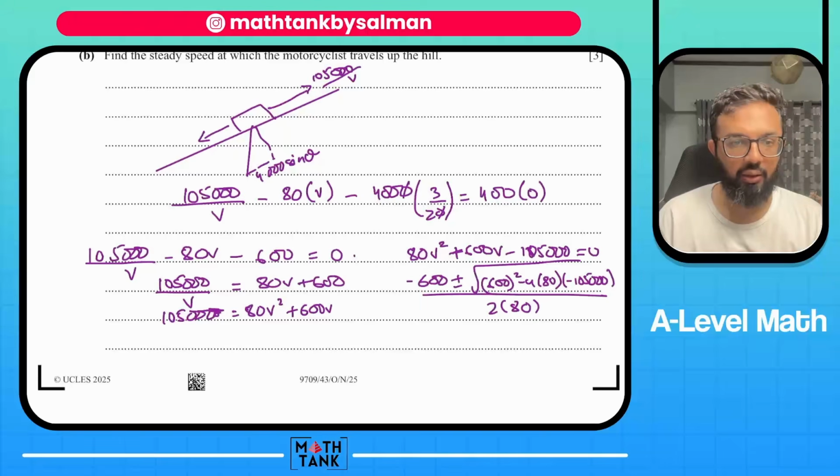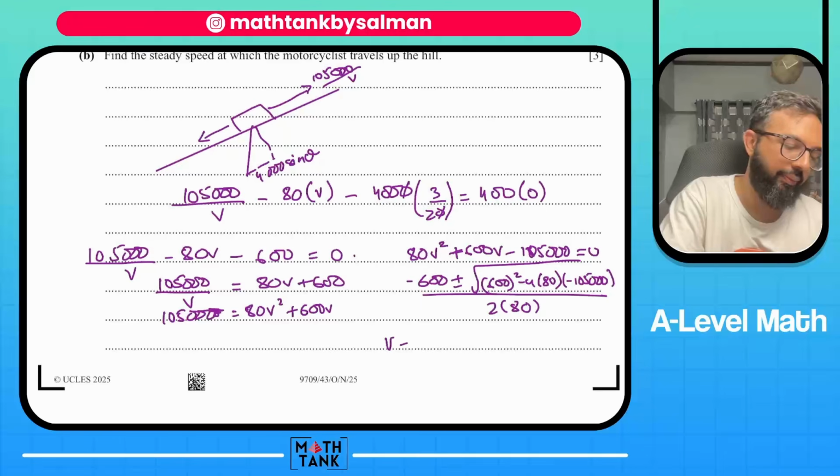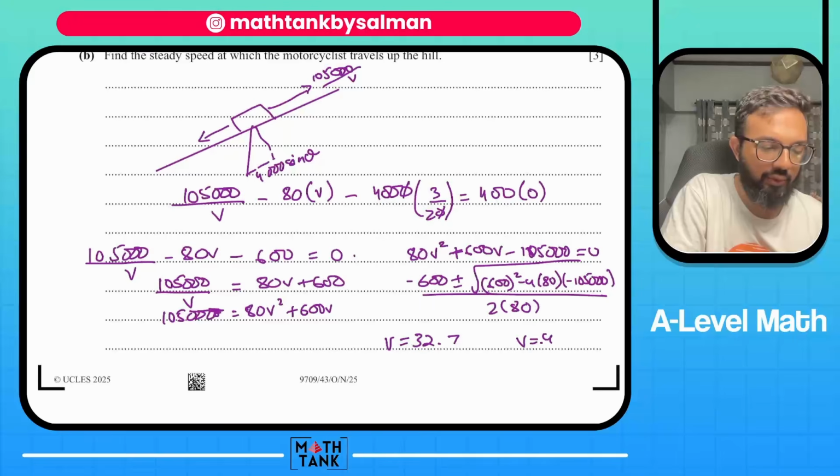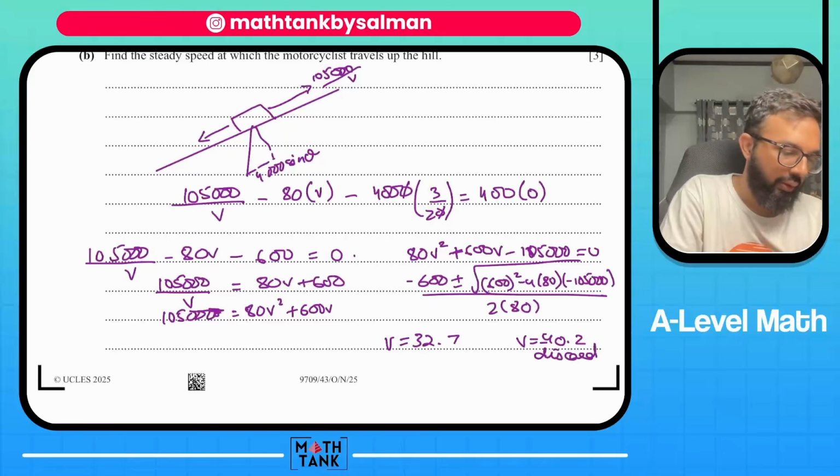So I'm getting an answer that says 32.7. Okay. And then there's a minus 40.2. Obviously, that gets discarded. So meter per second.